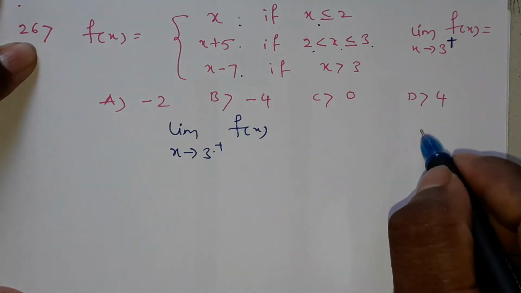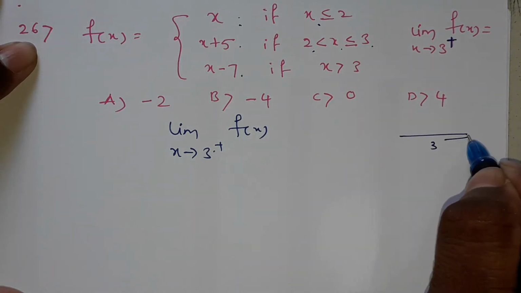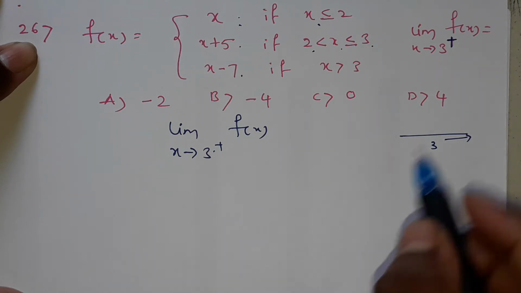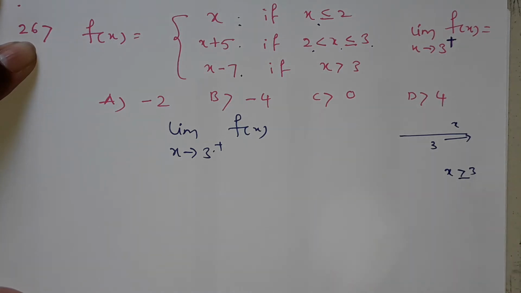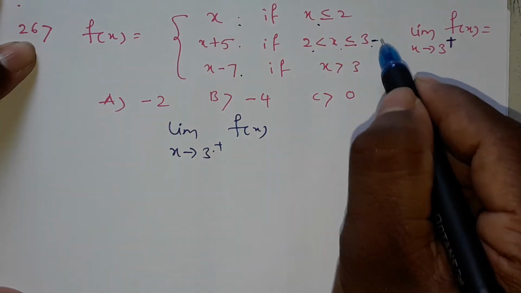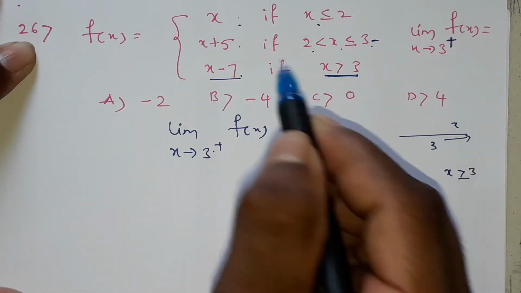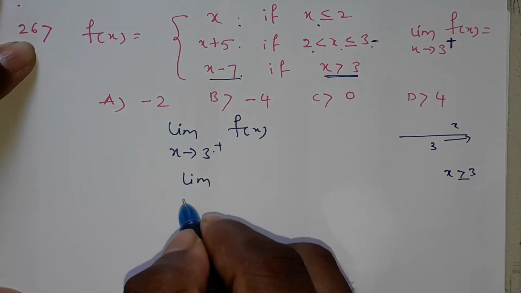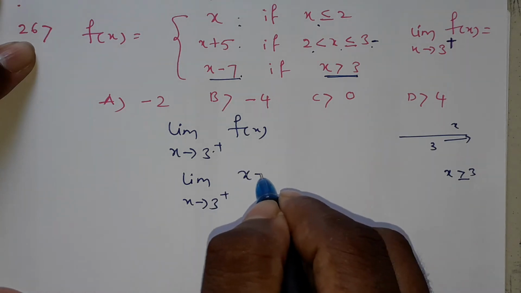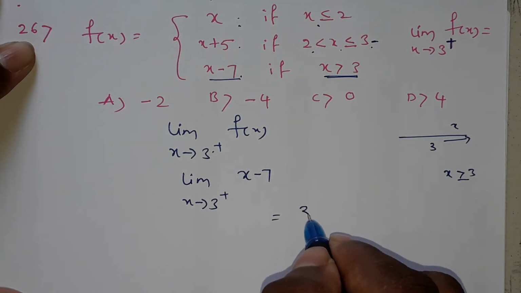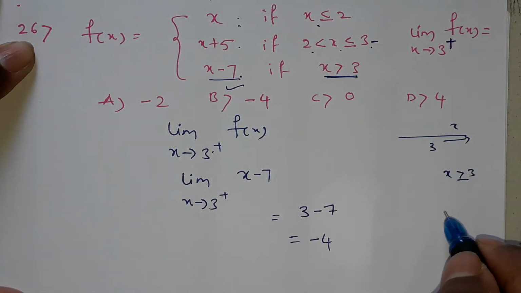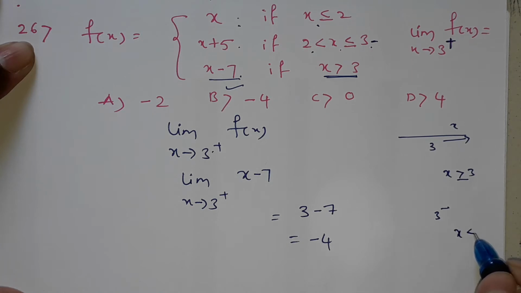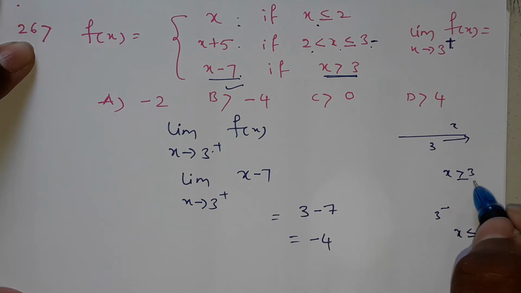Since it says 3 plus, in case we consider 3, the values higher than 3, that is x values should be x greater than 3 or x greater than or equal to 3 condition equation. We take f of x, limit x tends to 3 plus f of x is x minus 7. In place of x we substitute the 3, 3 minus 7 is equal to minus 4. Option B. In case 3 minus exists then x less than or equal to 3 we consider, if 3 plus exists then x greater than or equal to 3.